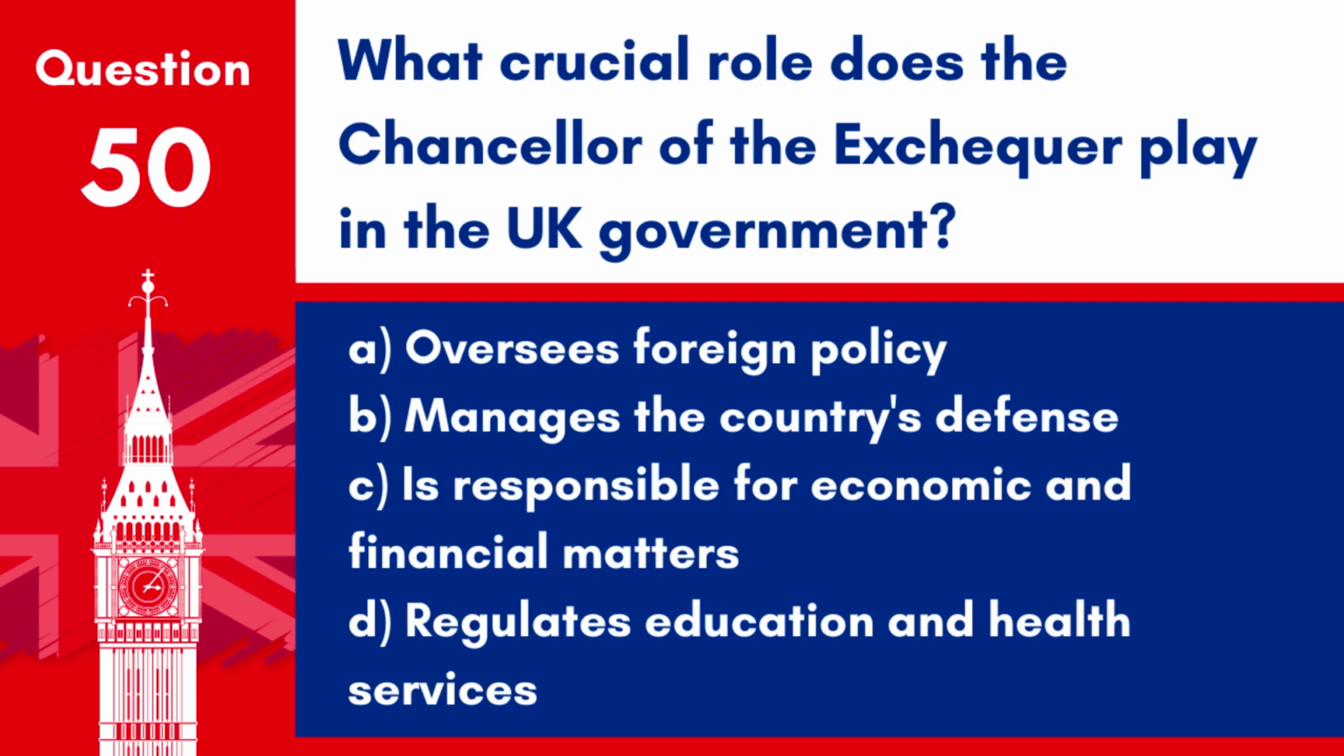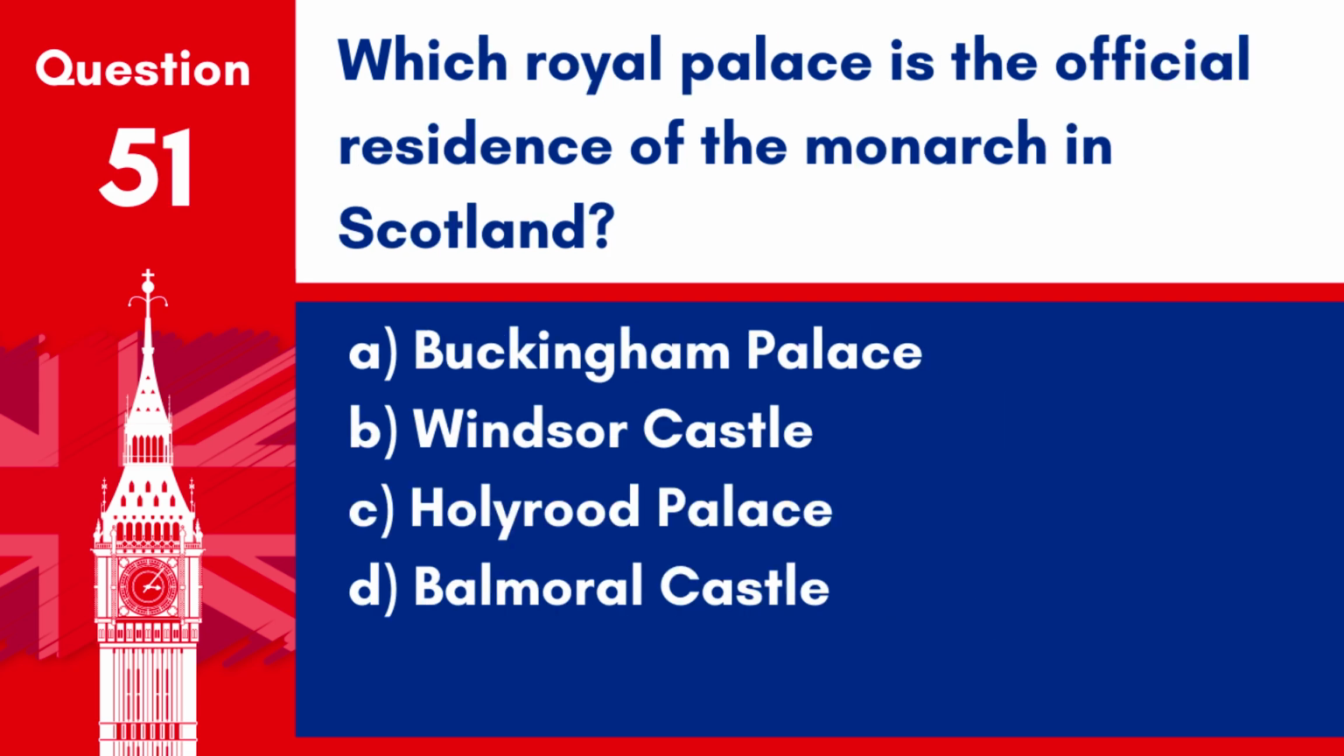Question 50. What crucial role does the Chancellor of the Exchequer play in the UK government? A. Oversees foreign policy. B. Manages the country's defence. C. Is responsible for economic and financial matters. D. Regulates education and health services. Answer. C. Is responsible for economic and financial matters. The Chancellor of the Exchequer is a senior official within the British government responsible for all economic and financial matters, overseeing the Treasury.